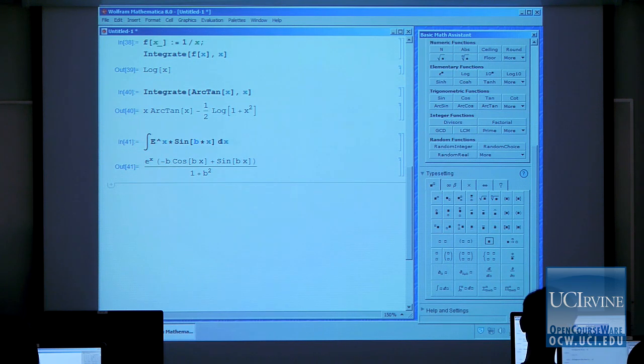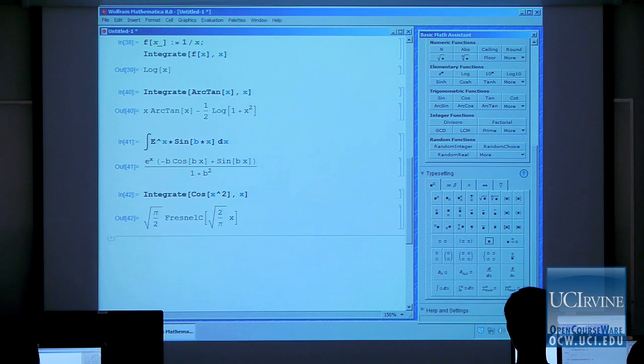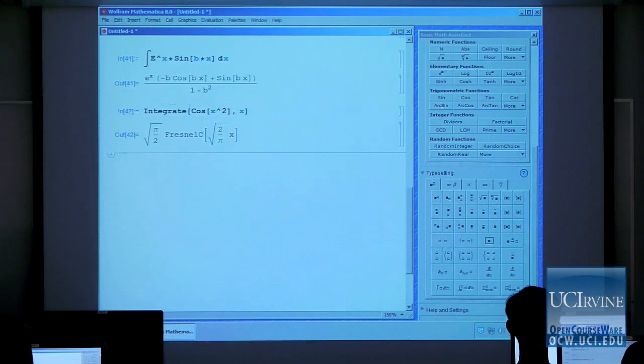So for example, here's a good one. If I say integrate cosine, not of x, but of x squared. Anybody know that one? Does it look easy? I got something that looks strange. Square root of pi over 2 times FresnelC of square root of 2 over pi x. What is that?